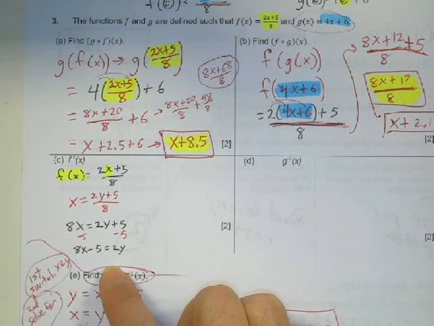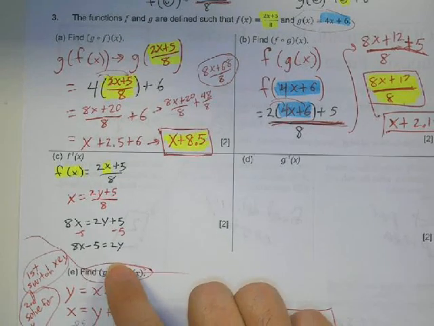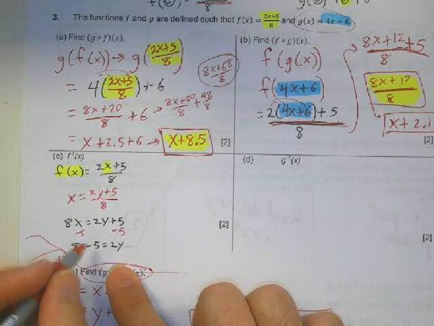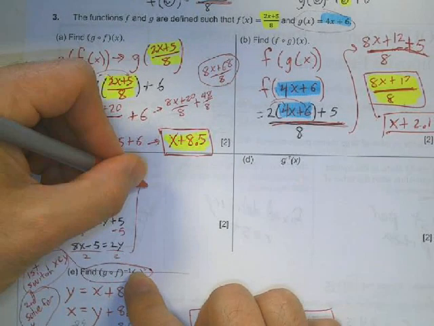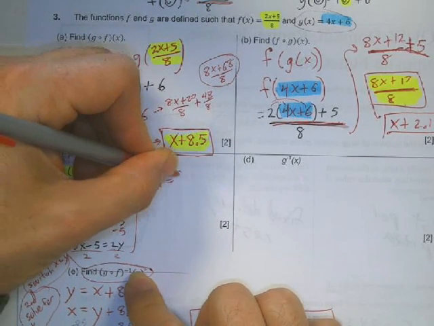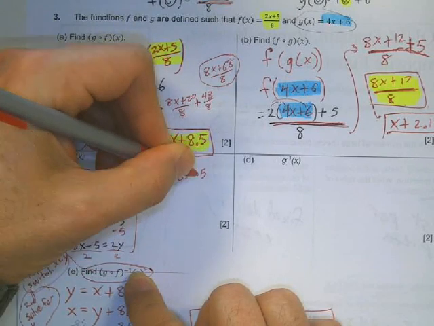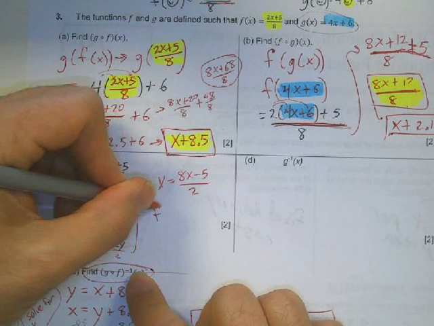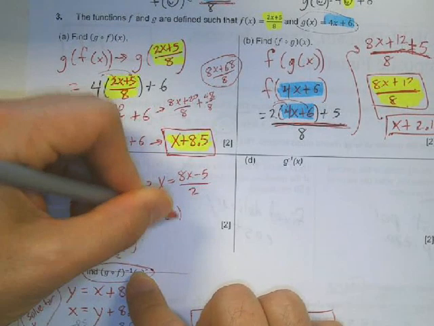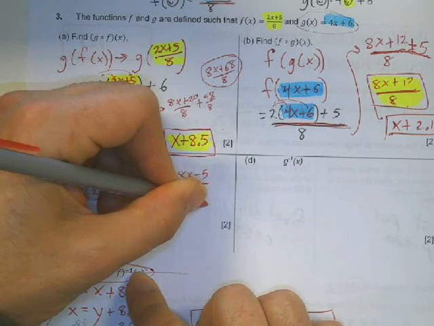And now we have to solve for y. I'm going to divide both sides by the 2, and then I get y equals 8x minus 5 over 2. And so I can rewrite this as the inverse of x equals 8x minus 5 over 2.